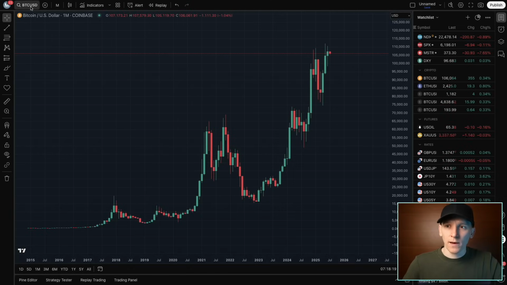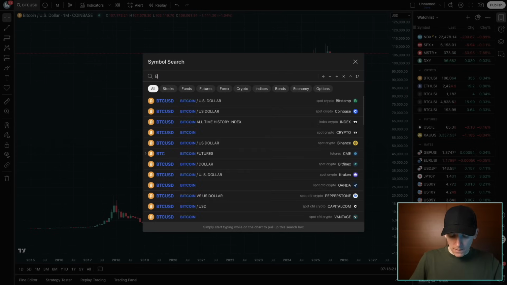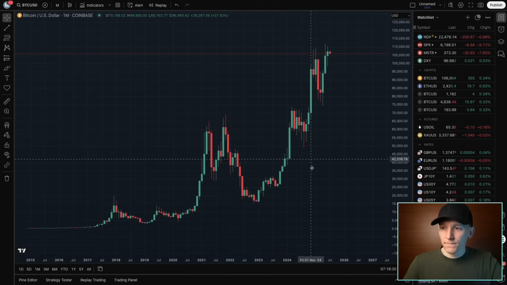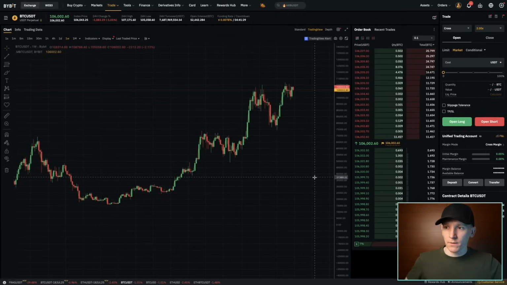So on Trading View, top left, go and find Bitcoin. You can type BTC or you can just type Bitcoin or any asset that you're trading, right? It might not be Bitcoin. For me, I'll just show you Bitcoin here, US dollar. So I'm clicking that one on Coinbase. This is the chart, same as we got on Bybit, right?